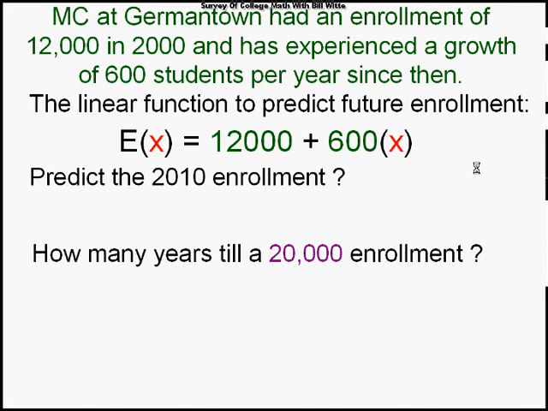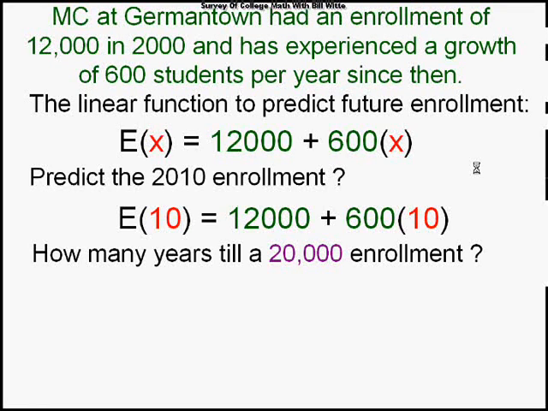Now, let's predict that in the year 2010. We're not going to put the number 2010 in, are we? We're going to put in the number of years since 2000, which in that year will be a 10. So enrollment using the number 10 will be 12,000 plus 600 times 10, 18,000. We're going to be way up there in 2010.